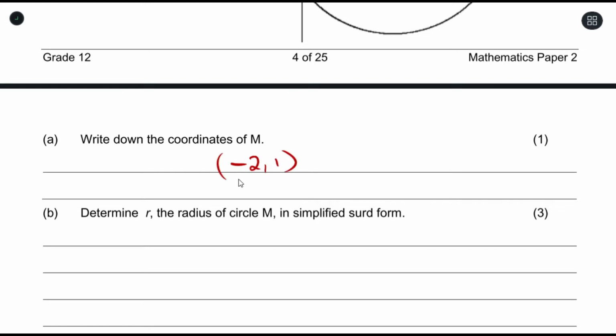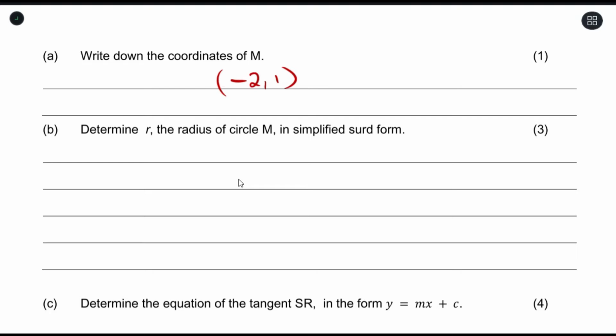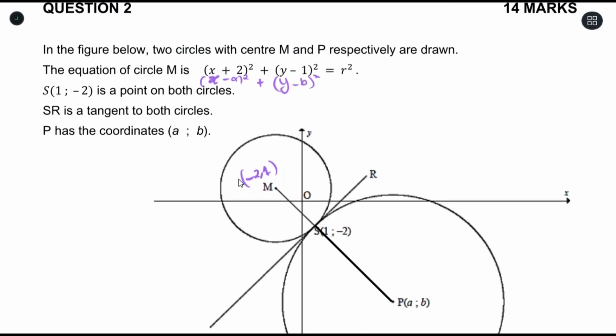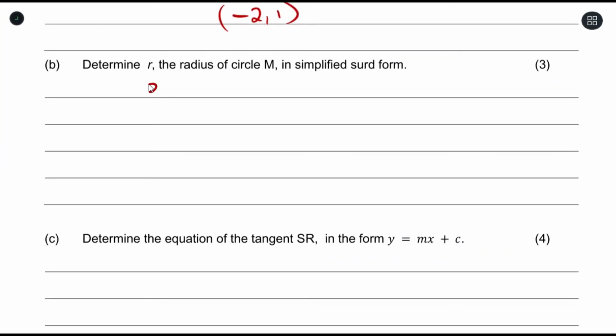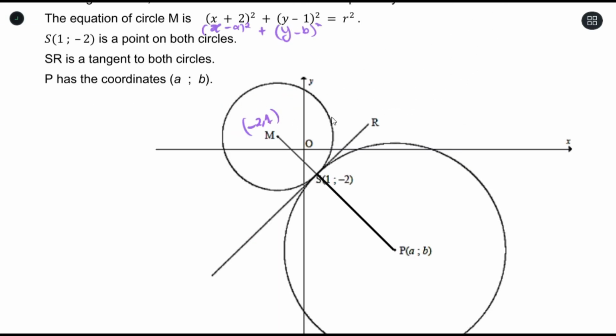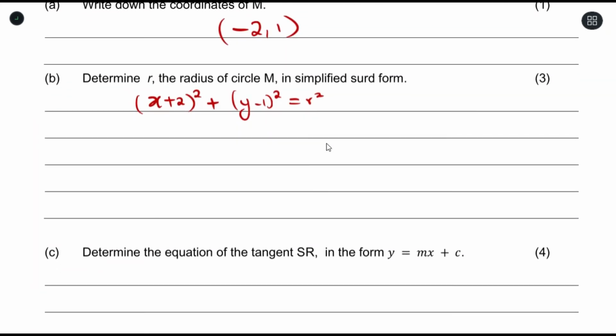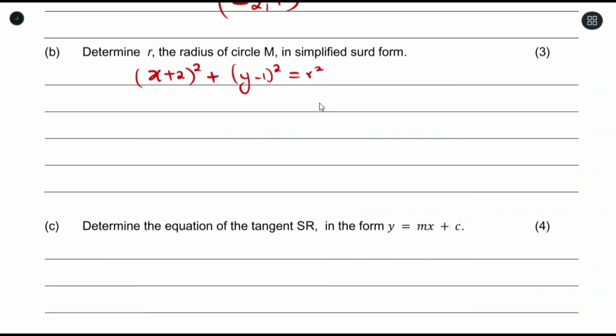Now for b, it asks us to determine the value of r, the radius of circle M, in simplified surd form. So we just need to rewrite our equation: (x + 2) squared plus (y - 1) squared equals r squared. We also know the point S is on the small circle. Since the coordinate is on the small circle, we can substitute it into our equation and it will help us get r. So the coordinate is (1, -2). I'm going to substitute 1 and -2 into that equation.